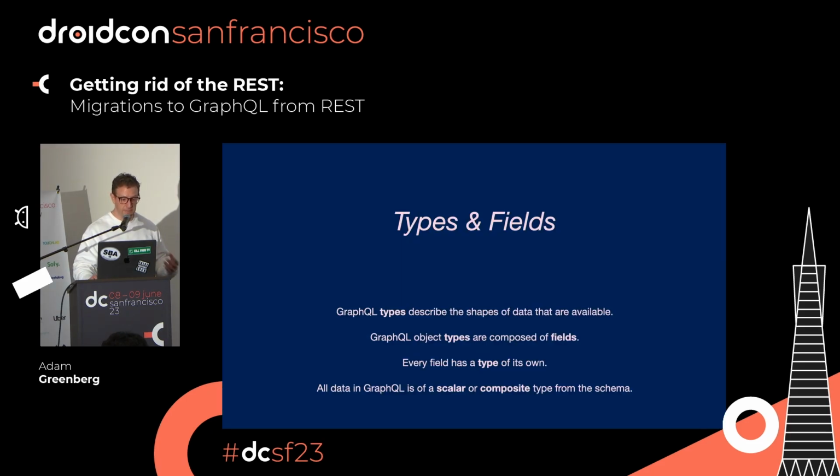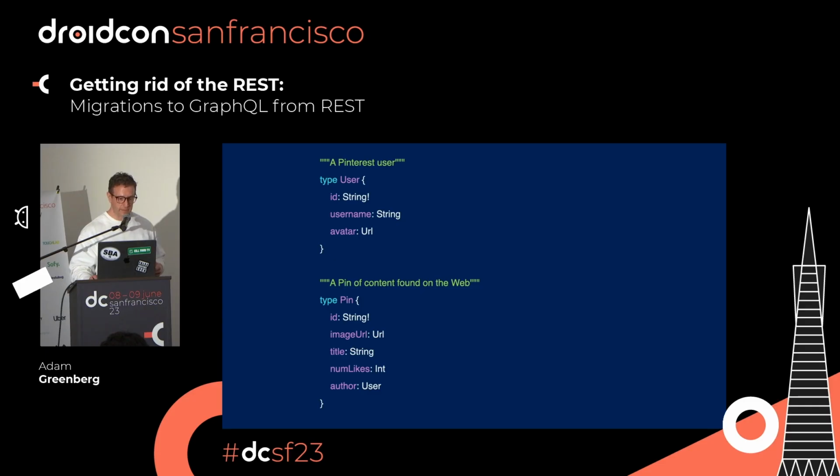So moving on, types and fields. The schema consists of types and fields. Those define the shape of the data, so GraphQL objects are composed of types, which are composed of fields. Every field has a type of its own, and all data in GraphQL is a scalar or a composite type of the schema. So a quick base overview of how it looks: if you have a type User, you can see some basic fields that relate to that, as well as a sample Pin. Generally, these sets are going to be much, much larger in scope, but just a general idea.